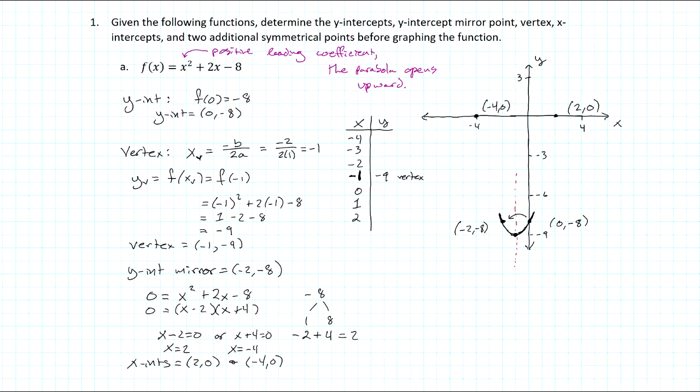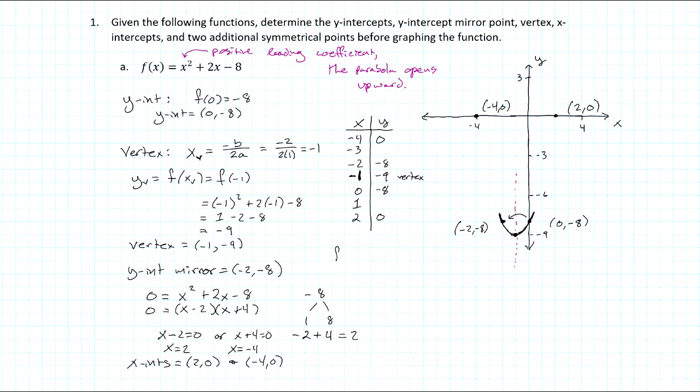And everything around this is symmetrical. If we have negative 2, we get negative 8. If we have a 0, we get a negative 8. For when x was negative 4, we got 0 out. When x was positive 2, we got 0 out. So everything is symmetrical around that vertex. So I think another two numbers that would be nice to have is the negative 3 and the positive 1 to fill in some detail in here.